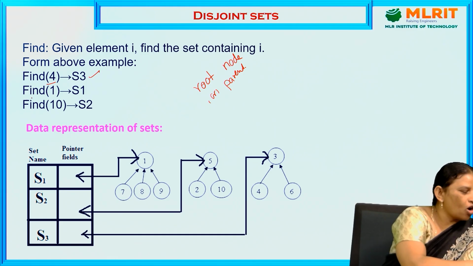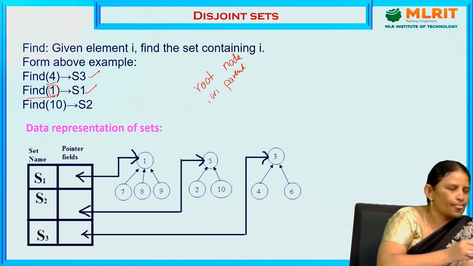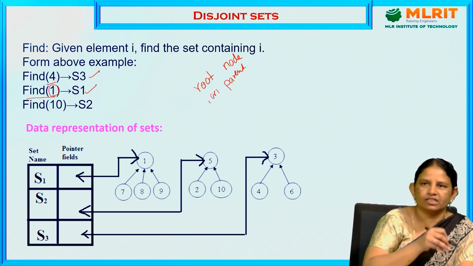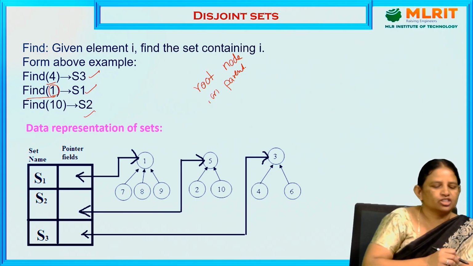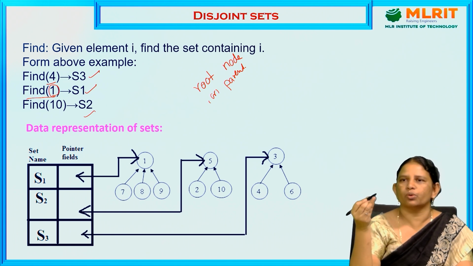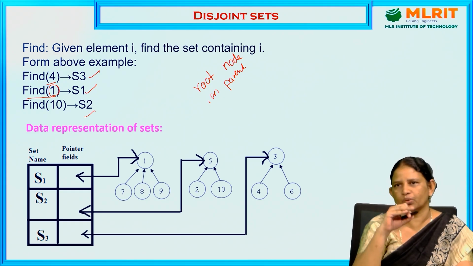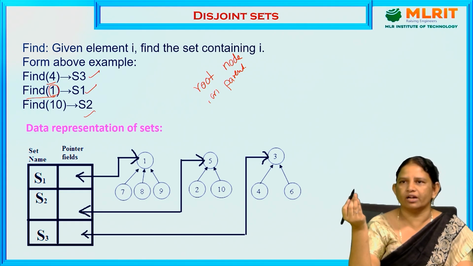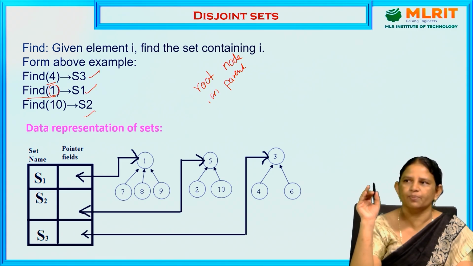Next, find of 1. Where is 1 present? 1 is present in set 1, that is S1. Find of 10 means where 10 is present: in set 2, S2. So that is the representation of the find operation. We perform two operations, find as well as union. The find operation returns the root node or parent node, or directly returns in which set the particular node is present, whereas the union operation combines two trees or two sets into a single tree structure.